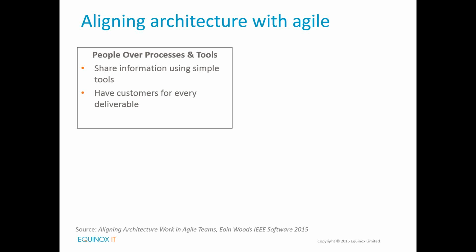So people over processes and tools, and sharing information using simple tools. The architect's job includes communicating the architecture to relevant stakeholders, such as infrastructure designers, compliance officers, as well as the development team. Effective communication is often best achieved using simple, familiar mechanisms such as wikis, presentations and short, accessible documents.